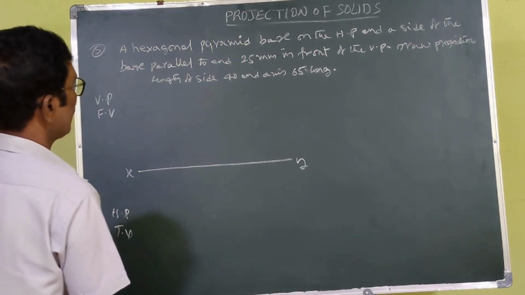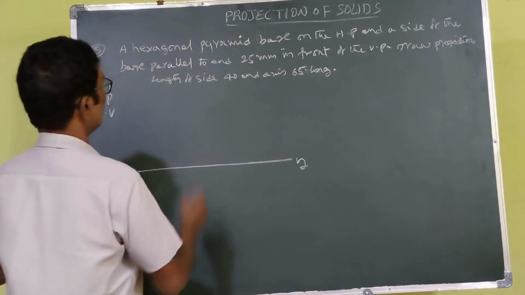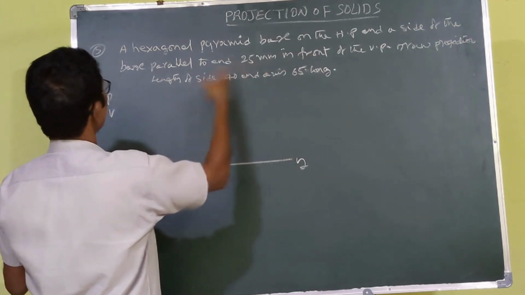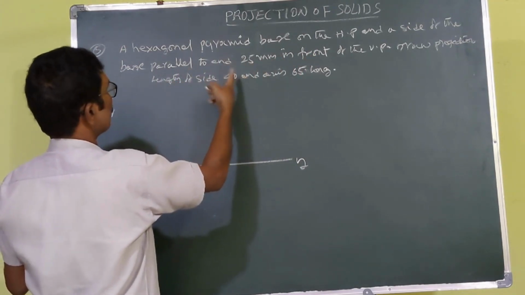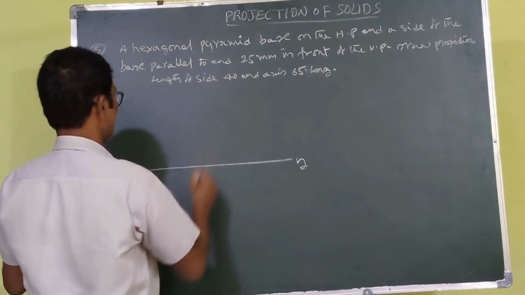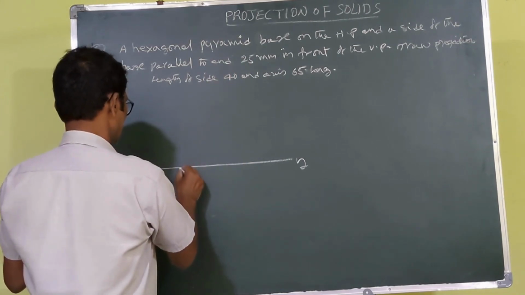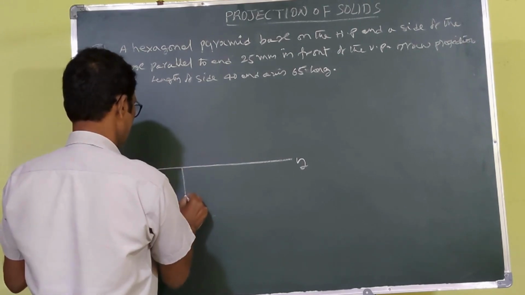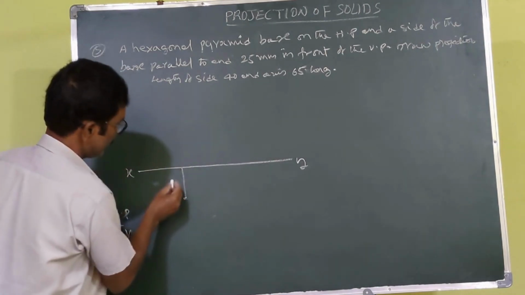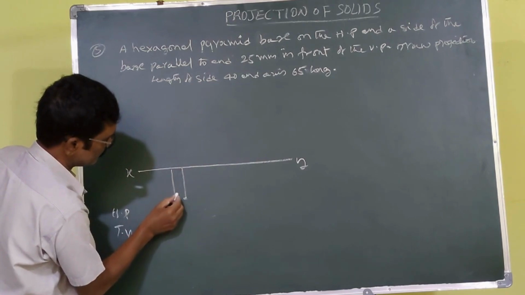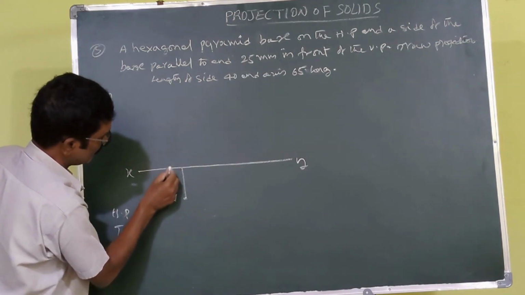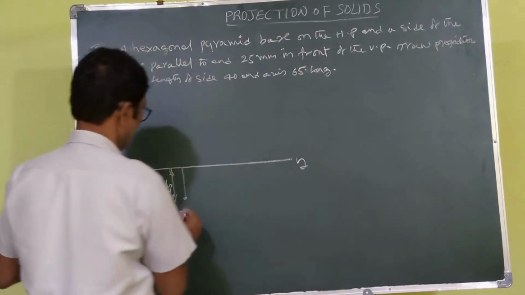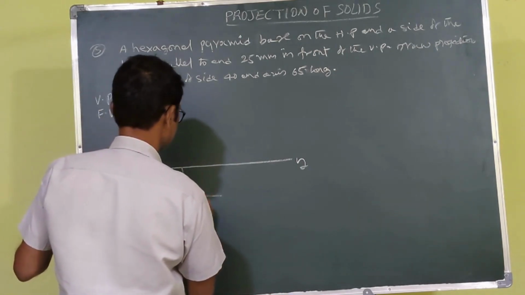First we have to start. 25 in front of the VP, and one side is parallel to the VP and 25 mm in front of the VP, side 40. So therefore from here you draw one vertical line, XY. Look at this, this is the 25 mm. Here you draw the horizontal line.